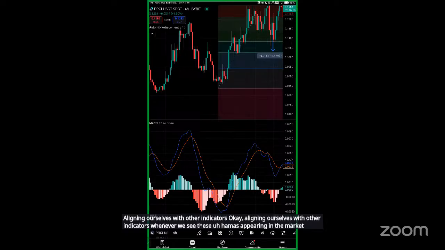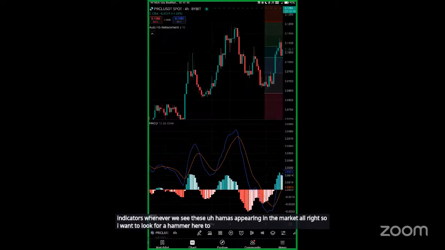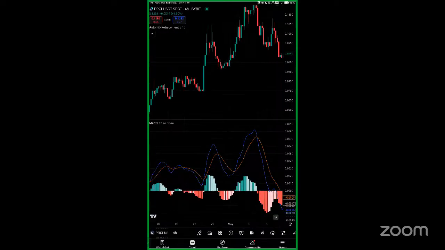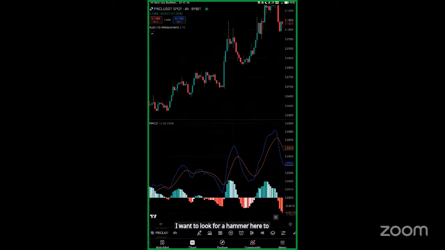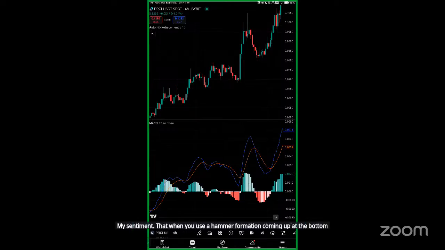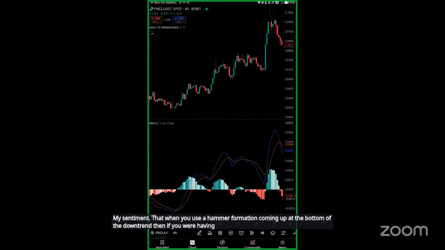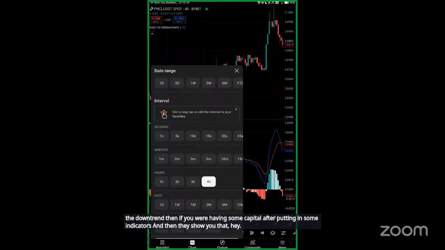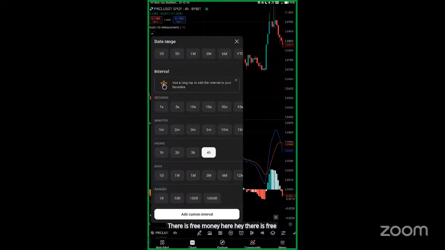Right, so I want to look for a hammer here to back up my statement, that when you use a hammer formation coming up at the bottom of the downtrend, and you were having some capital after putting in some indicators, and they show you that, hey, there is free money here.